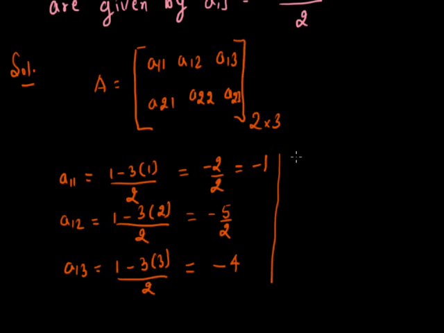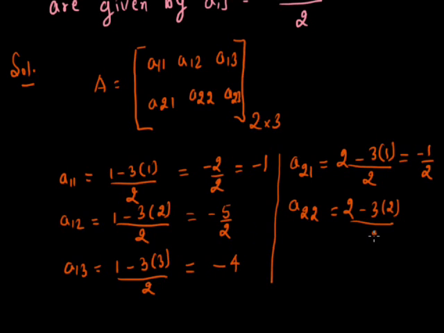Now a21, second row, first column. So i is 2 and j is, sorry, j is 1. So this will give you minus 1 by 2. Now a22. Now i is 2 and j is 2 here. So this will be equal to (2 minus 6) by 2, so this will be equal to minus 2. And last element a23. So a23 means i is 2 and j is 3. So this will be equal to (2 minus 9), means minus 7 by 2.